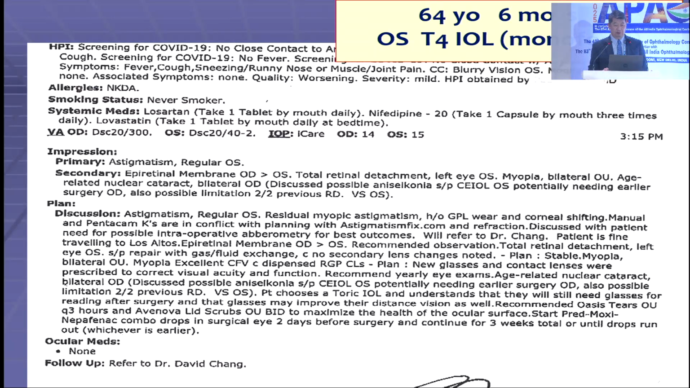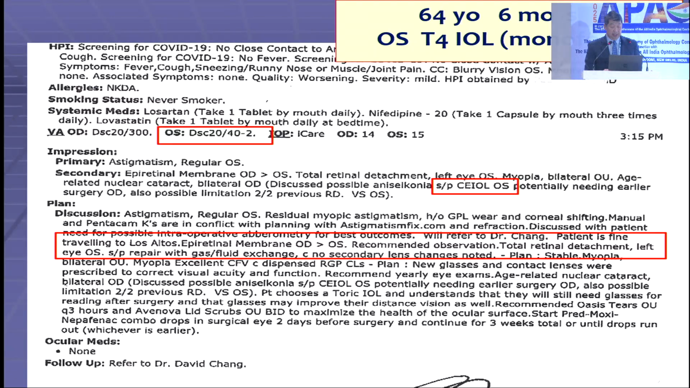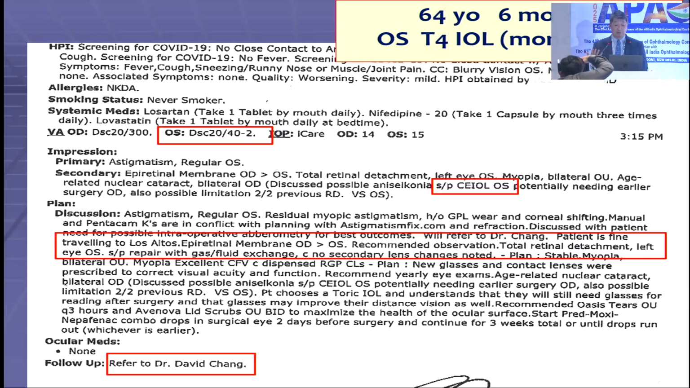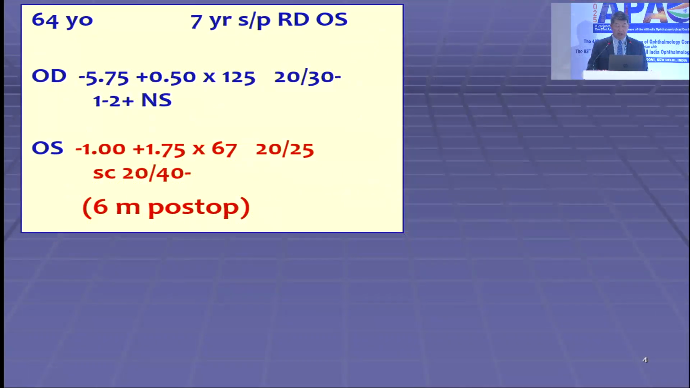All right. So this is a 64-year-old patient who was referred to me. She had a toric monofocal 6 months ago and has 20/40 uncorrected. She had a history of an epiretinal membrane with a retinal detachment in the eye that had the monofocal. She's actually referred because of the anisometropia, for cataract surgery on the other eye. So the left eye has been done, and she's referred for cataract surgery on the right eye.